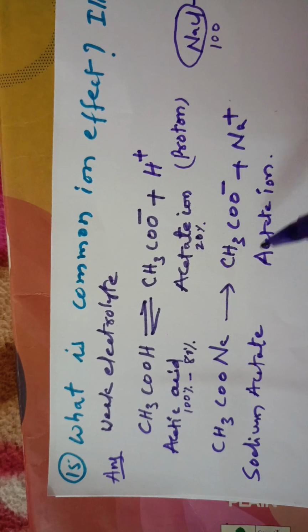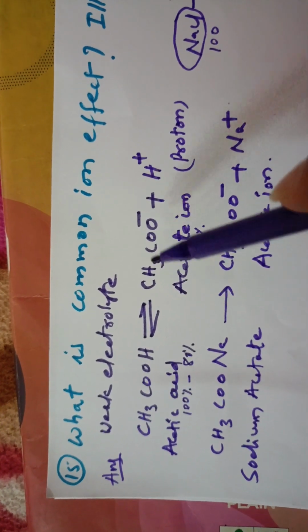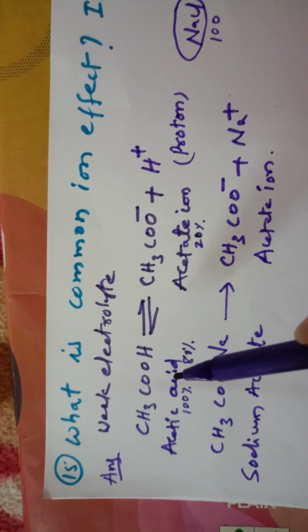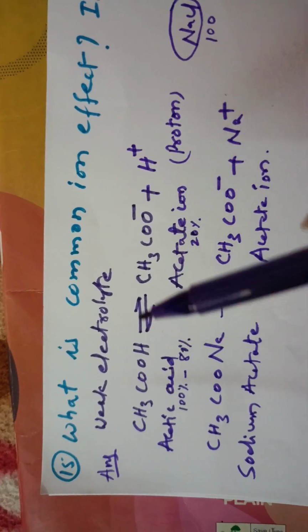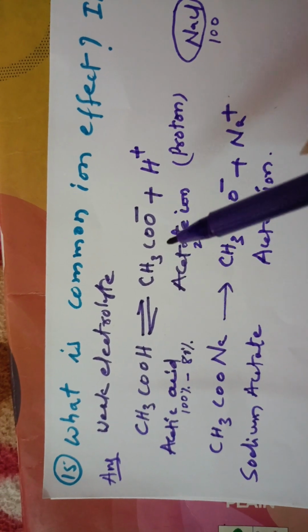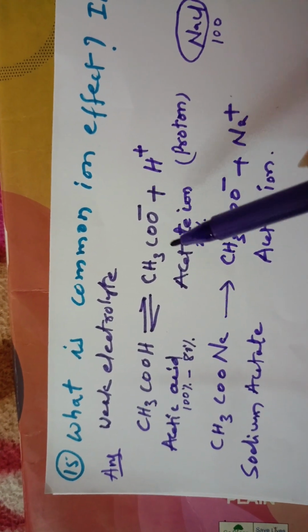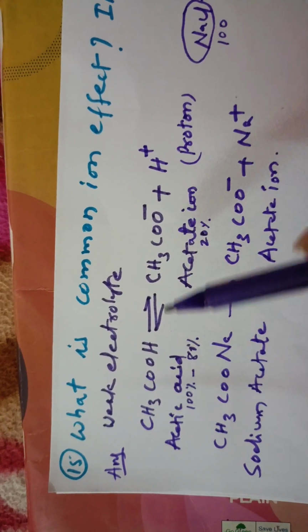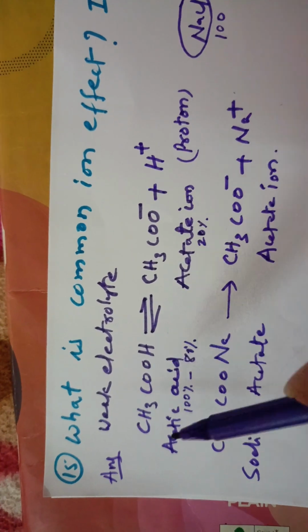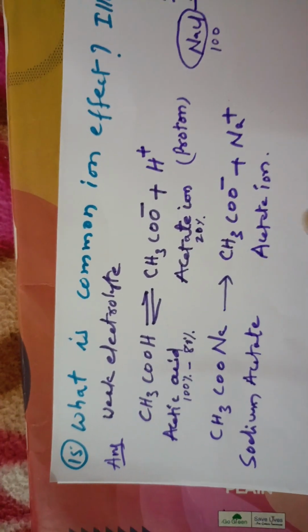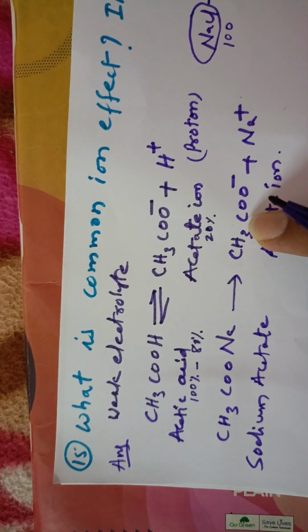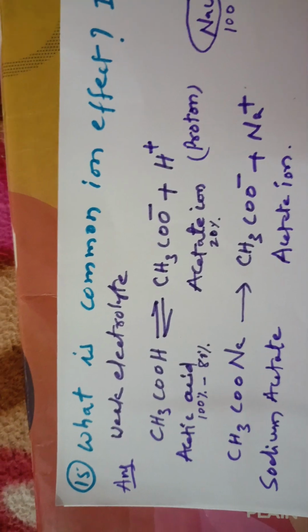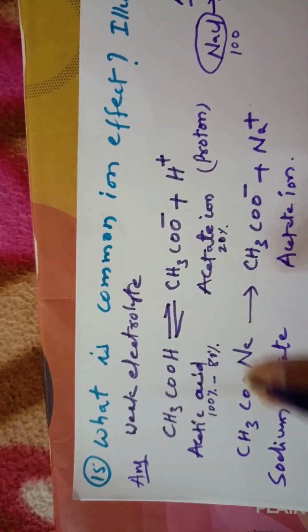Because of this common ion effect, these combine with H plus ion and form acetic acid. That means dissociation of acetic acid is decreasing, because the ions which are formed in this reaction combine and form back acetic acid. So because of this common ion, the degree of dissociation is decreasing. That is the common ion effect of weak electrolytes.